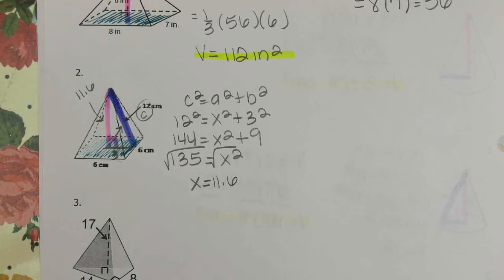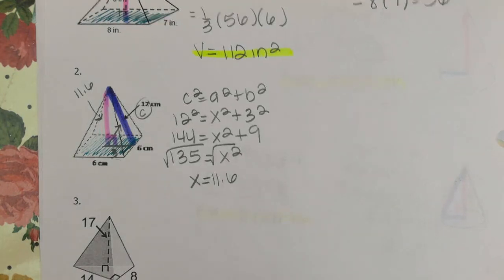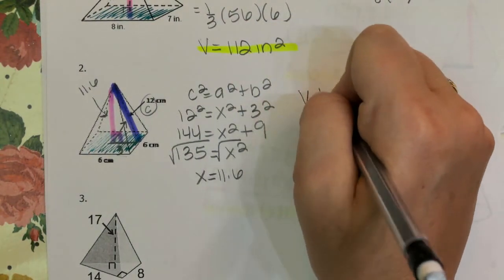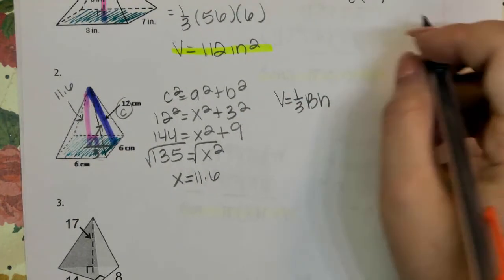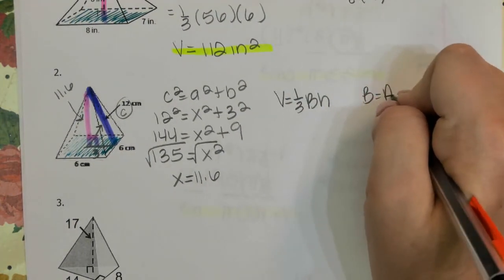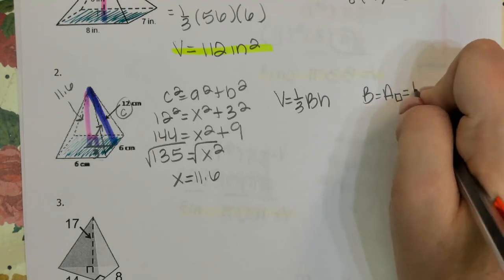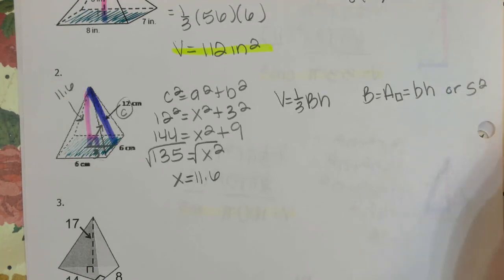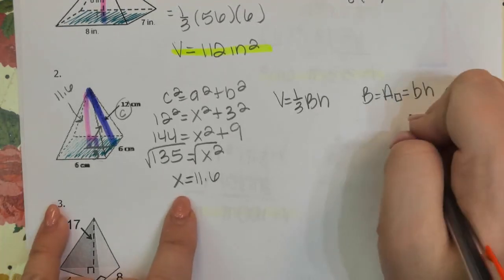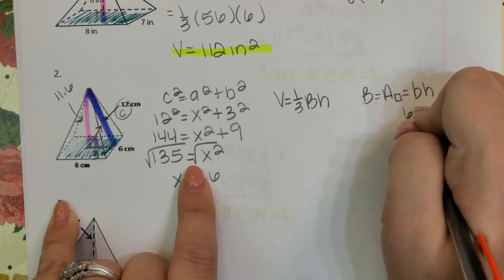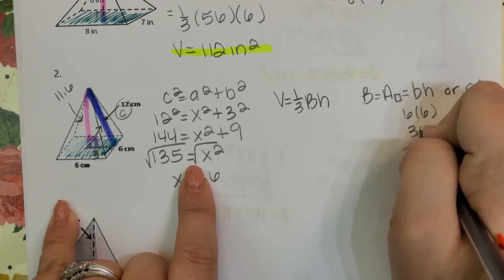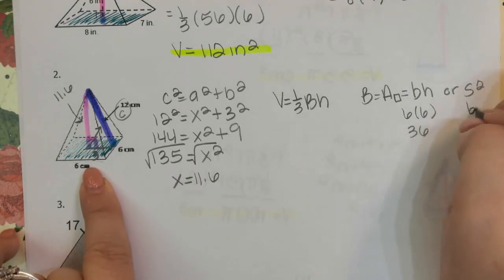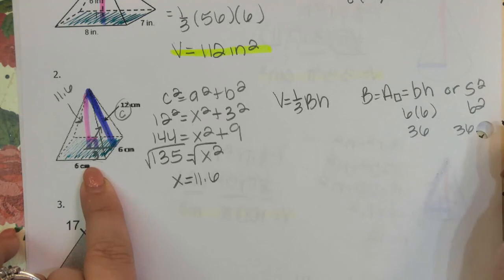Well, now that I know big B and the H, the height of the pyramid, I can find the volume. So volume is the same formula, 1/3 big B times H. Now big B is the area of a square, which is base times height of the square, or you could just do the side length squared, whichever one will be fine. And just to show you it's the same thing, base and height of my square is 6 and 6, well that's 36. Or if you just did the side squared, because it's a square, 6 squared is also 36. So that's our big B.